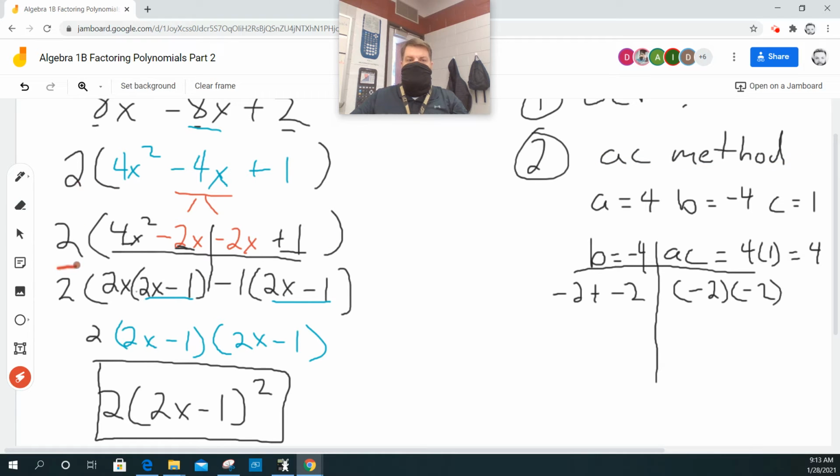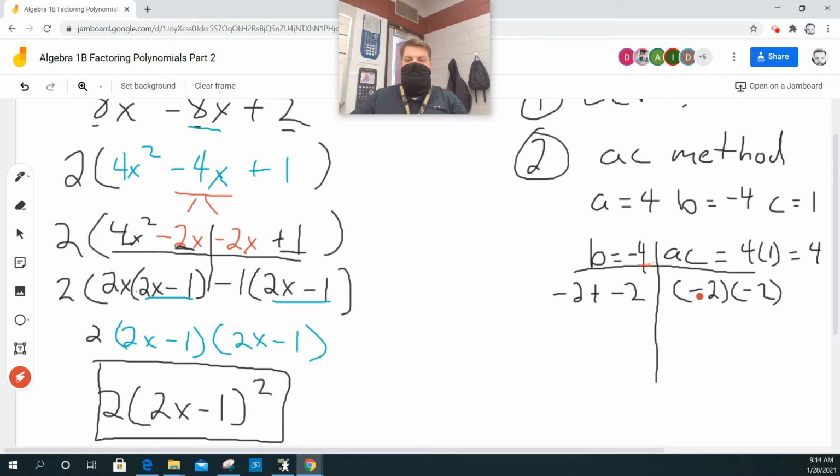Because I factored out this 2, the AC method is easy because A is positive 4, B is negative 4, and C is positive 1. In other words, A is 4, B is negative 4, and C is 1. So the AC method is this: A times C, or 4 times 1, equals 4.